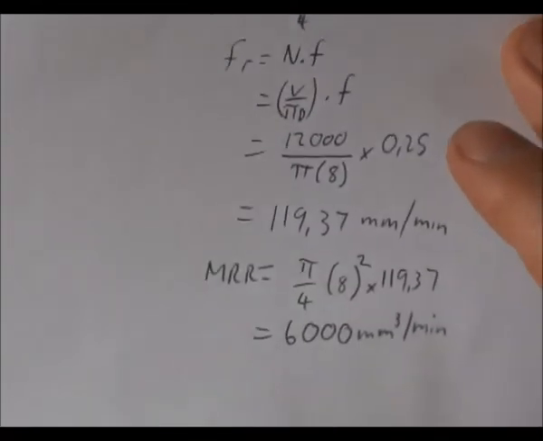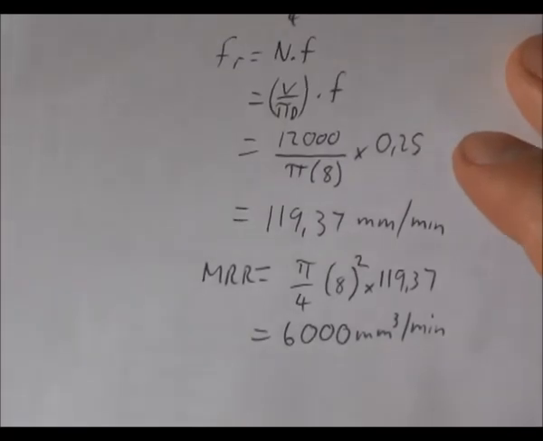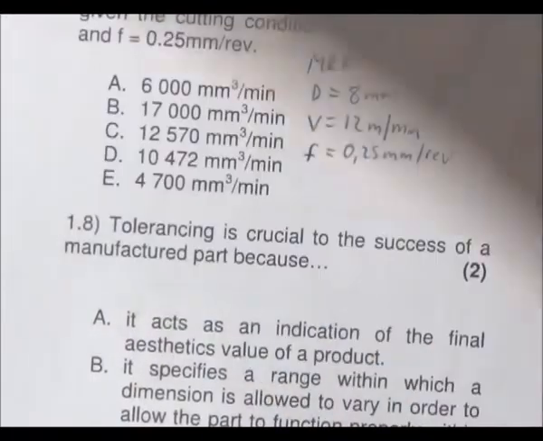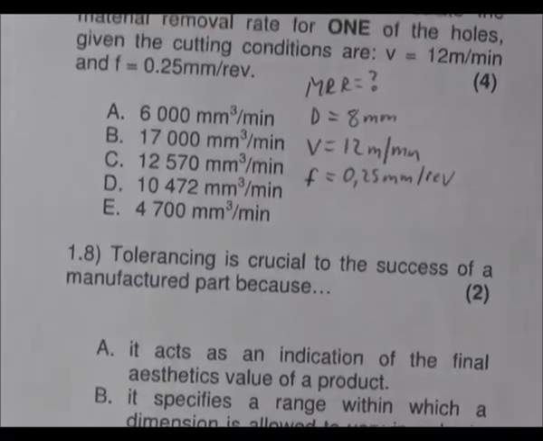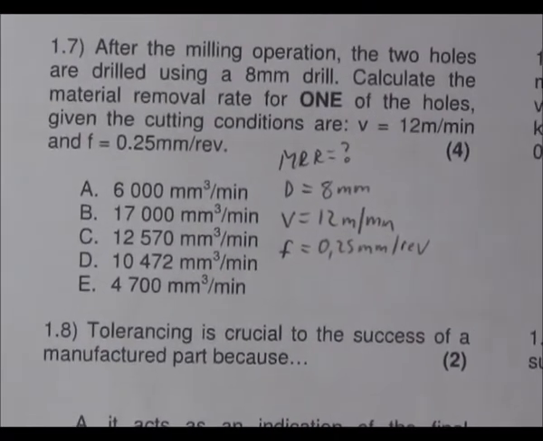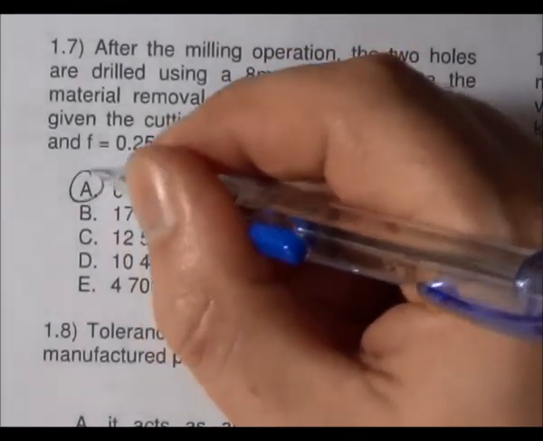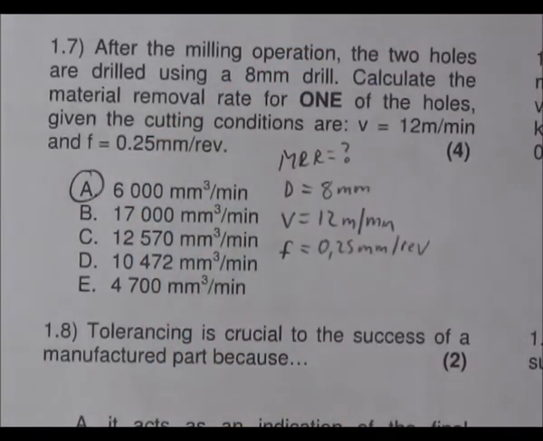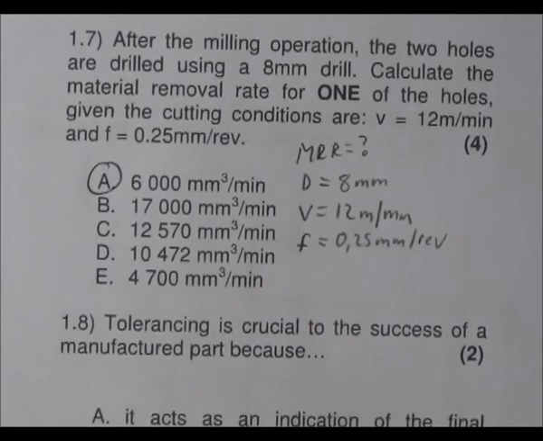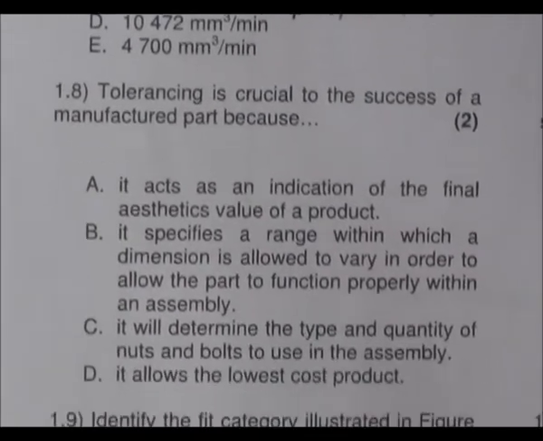So that gives me a material removal rate of about 6000 cubic millimeters per minute. Of the options available, 6000 is option A. Question 1.8.